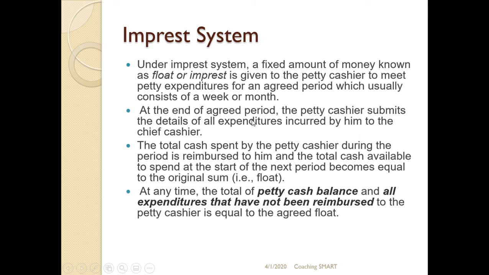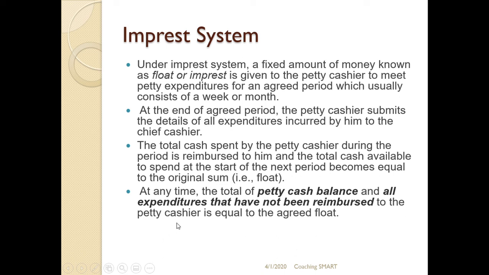Now once the amount has been spent by the petty cashier, assuming that you are given 10,000, and out of the 10,000 you have spent 9,000, the 9,000 will be given back to you by the chief cashier. And then you start another week with 10,000, with the lump sum, with the imprest money. So the imprest money has been set. If it is 10,000, 10,000 will be spent. If it is 20,000, 20,000 will be spent. And if 20,000 is spent over the given period of time, the chief cashier will reimburse the petty cashier the 20,000. Any question?